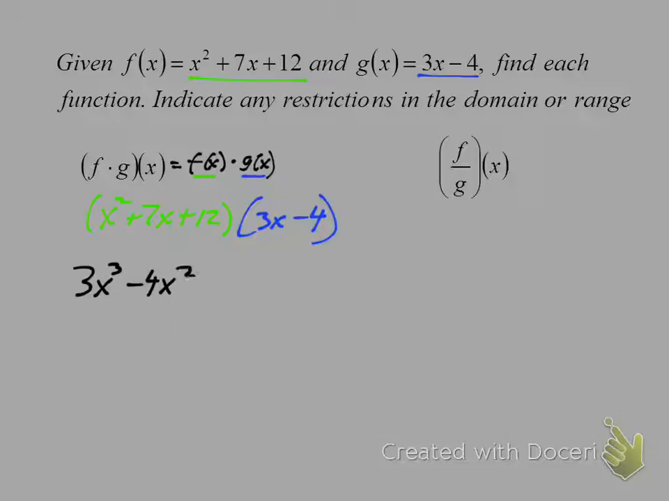Move on to the 7. 7x times 3x, 21x squared. 7x times negative 4 gives you negative 28x. 12 times 3x, 36x. 12 times negative 4, negative 48.